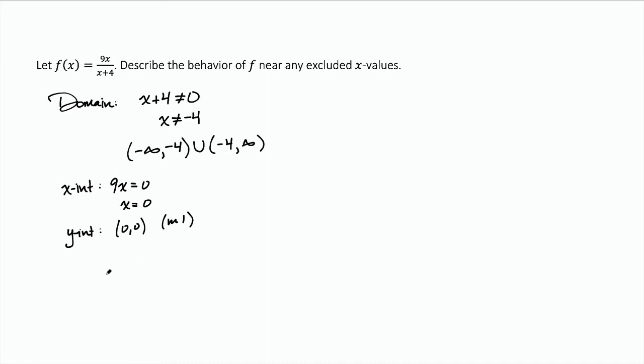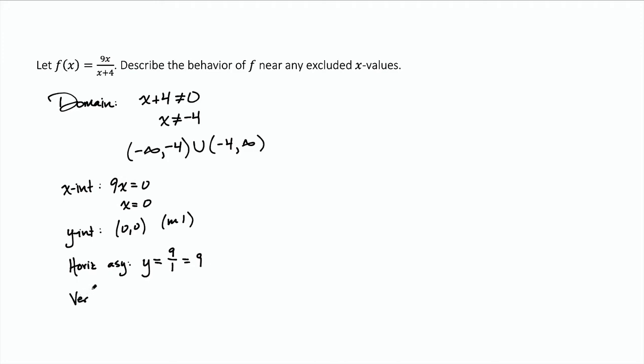Then we need asymptotes. So for the horizontal asymptote, we look at the degree of the numerator and denominator. Both have a degree of 1, which means that our horizontal asymptote is y equals the quotient of the leading coefficients. So 9 over 1, which is 9.